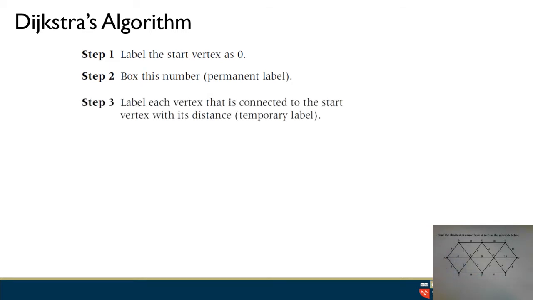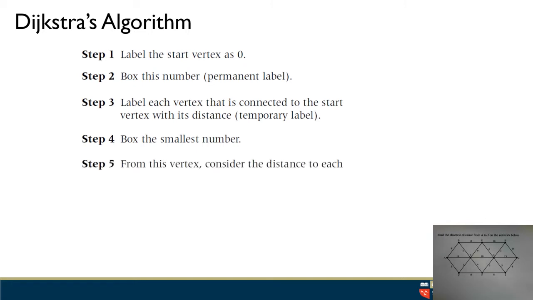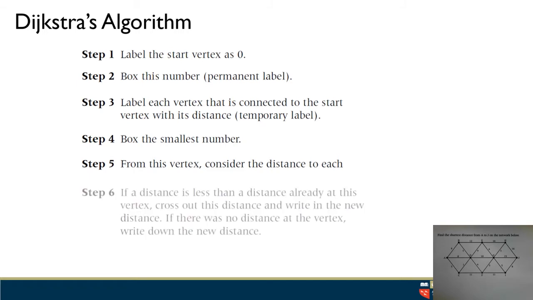Okay, then we're going to label each vertex that is connected to the start vertex with its distance, and when we do that, that's just going to be without a box around it, and that will be its temporary label. And then we're going to box the smallest one of these temporary labels, because that won't be able to change, because that has to be the shortest distance to that point. And then from there we're going to use this vertex to consider all the distances to each of the other points that it's connected to.